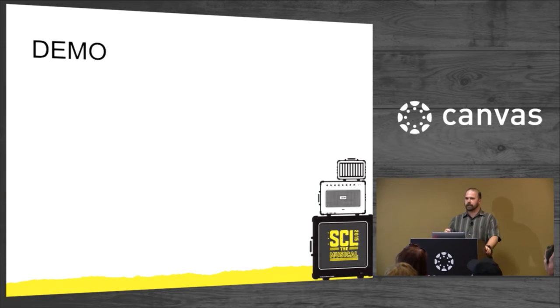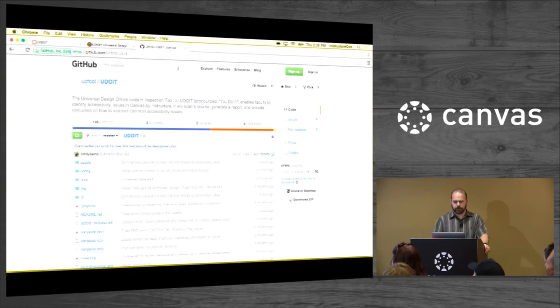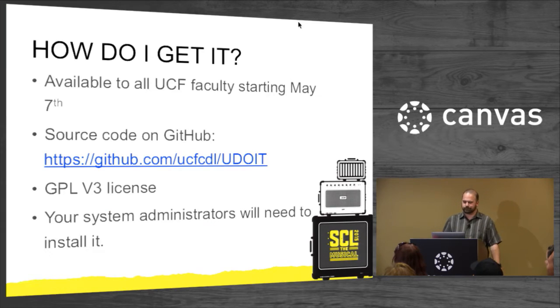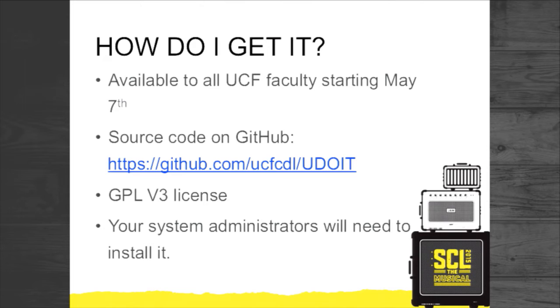So you might be wondering, how can I get a hold of this tool? How do I use it? Well, I'm happy to announce that it is open source. So you can go to the GitHub page. There you go. It's github.com/UCFCDL, Center for Distributed Learning, /UDOIT. And it doesn't matter if it's all caps or lowercase or whatever.